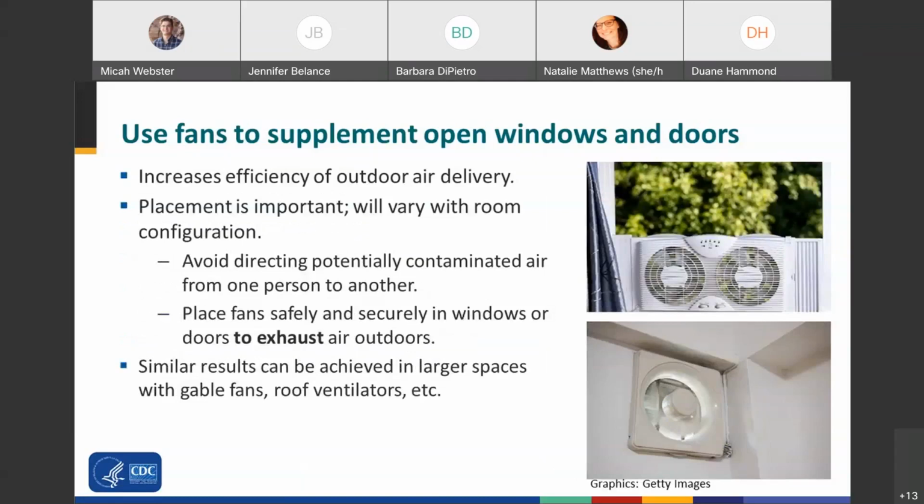And if you're not getting good ventilation with open windows, a way to increase that is to put fans in the windows, but placement is important. It varies with room configuration, and we even have an FAQ on fans. But avoid directing potentially contaminated air from one person to another. Place fans safely and securely in the window or door to exhaust air outdoors. Similar results can be achieved in larger spaces with gable fans, roof ventilators, etc. Next slide, please.